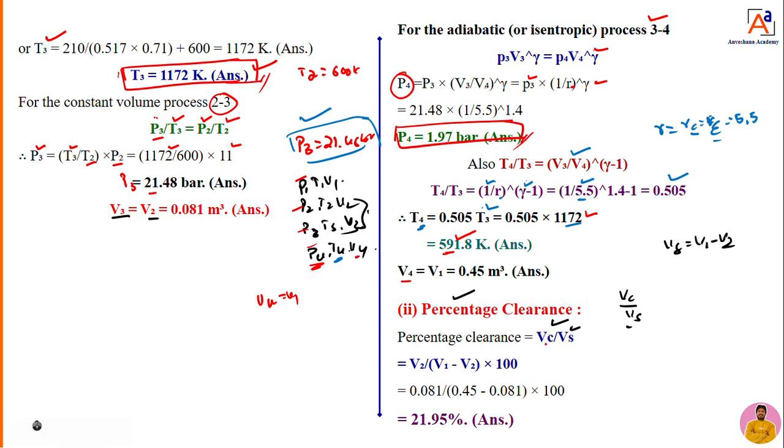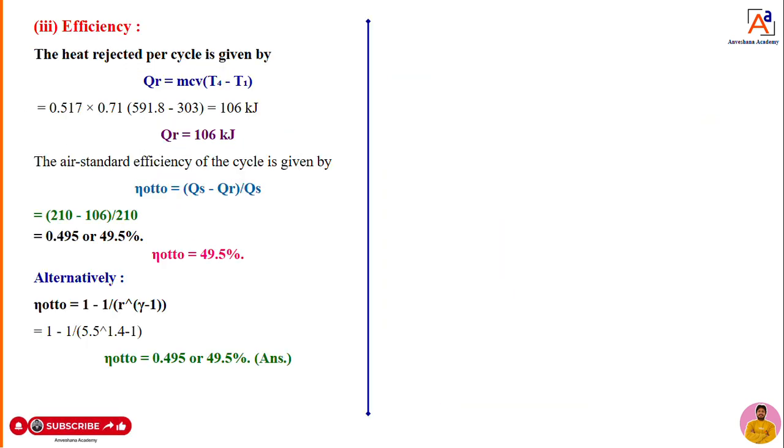So VC divided by VS. VC is nothing but again V2, that is our clearance volume. So VC is equal to V2. So V2 divided by swept volume is nothing but V2 divided by V1 minus V2, multiplied with 100. V2 we know already. V1 is given in the problem itself. Do simplification. Then we are going to get percentage clearance as 21.95%. This is our second finding.